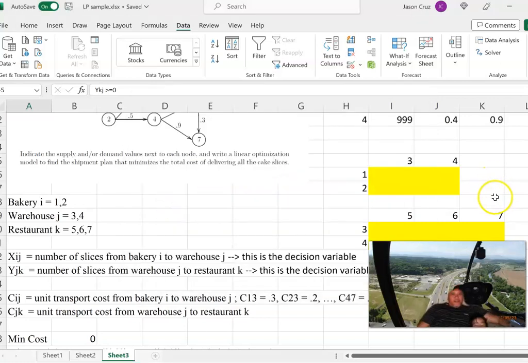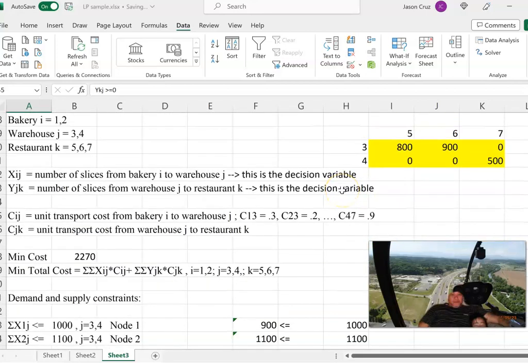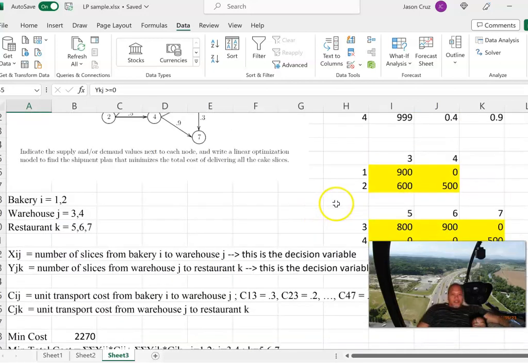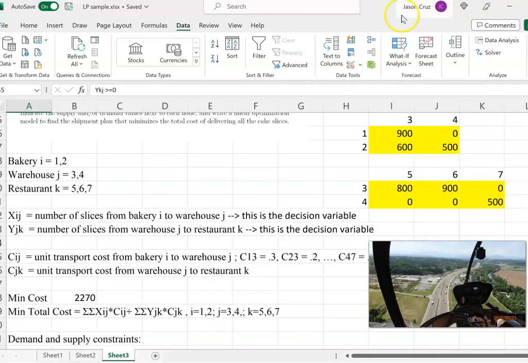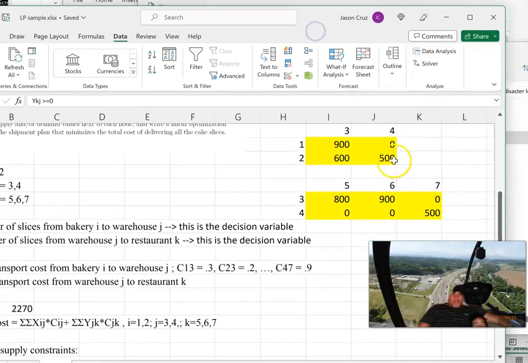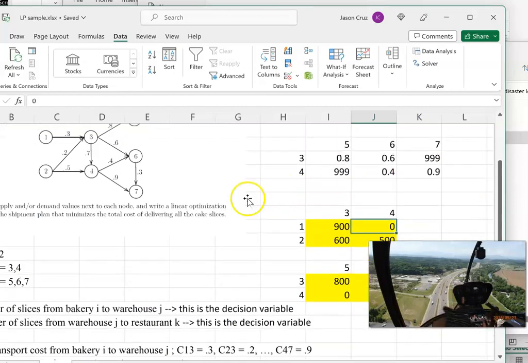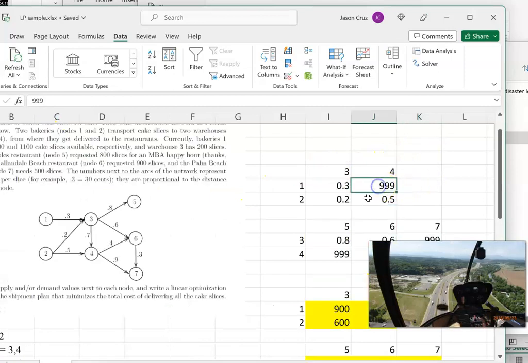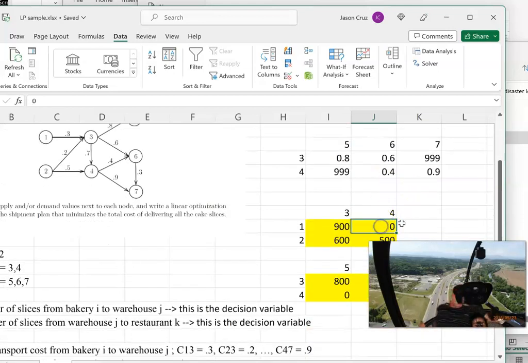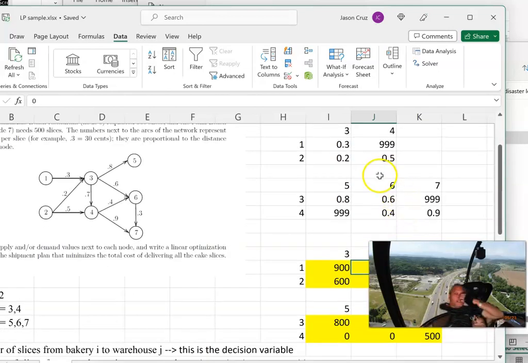Here we found the solution. Okay, so let's look at the solution. As expected, what do we see here? Nothing should go from 1 to 4. We did not say that nothing should go from 1 to 4. We just said there can be some going from 1 to 4, it's just that it is too expensive. And so the computer said nothing should go from 1 to 4.